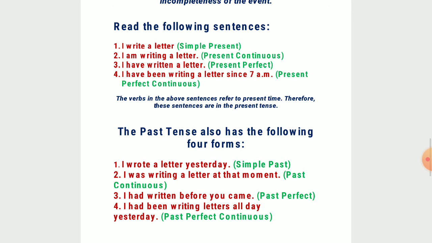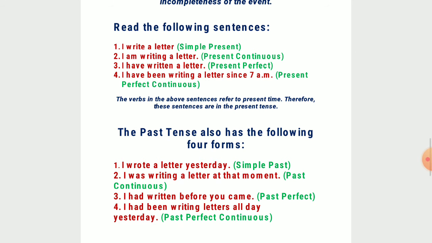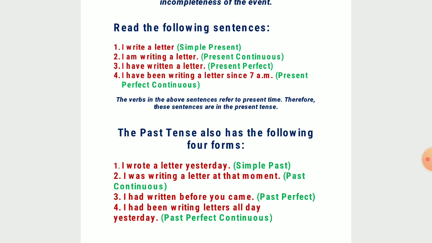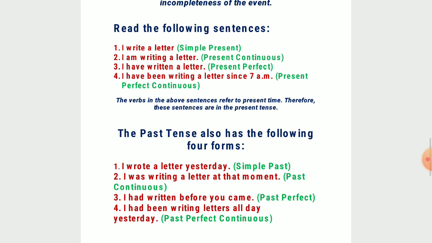The verbs in the above sentences refer to present time. Therefore, these sentences are in the present tense. Remember one thing very clearly, dear student. If you notice, you will find that the verbs in the above sentences all are referring to the present time. Since they are all referring to the present time, these sentences are said to be in present tense.